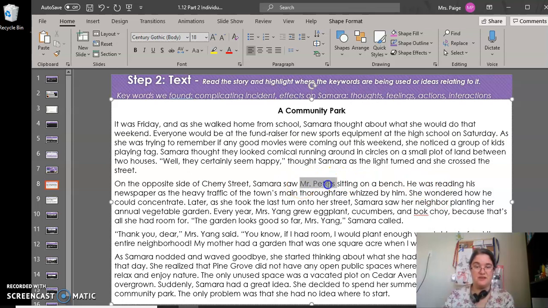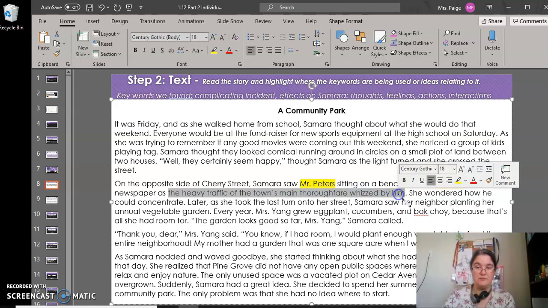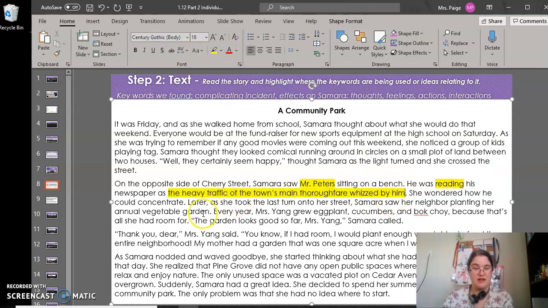So Mr. Peters is reading with heavy traffic whizzing by him. She wondered how he could concentrate.